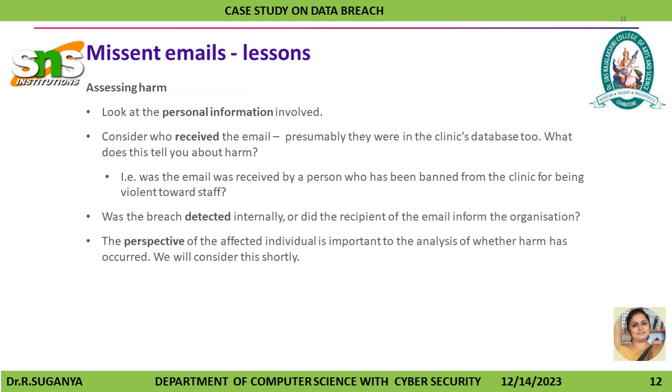Missent emails lesson. Assessing harm. Look at the personal information involved. Consider who received the email. Presumably, they were in the clinic's database too. What does this tell you about harm? That is, was the email received by a person who has been banned from the clinic for being violent towards staff? Was a breach detected internally, or did the recipient of the email inform the organization? The perspective of the affected individual is important to the analysis of whether harm has occurred. We will consider this shortly.